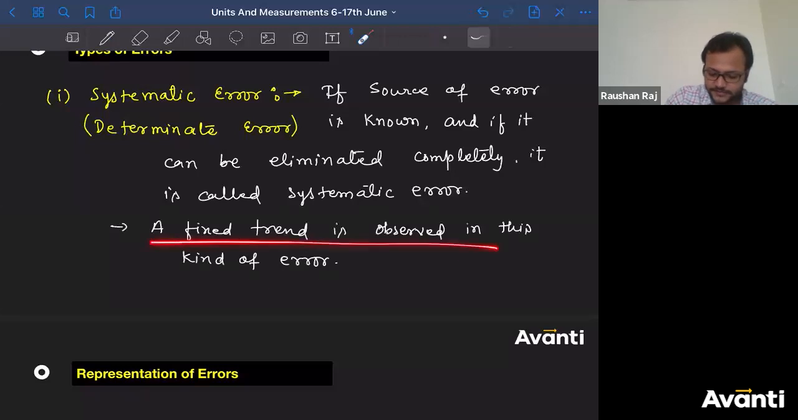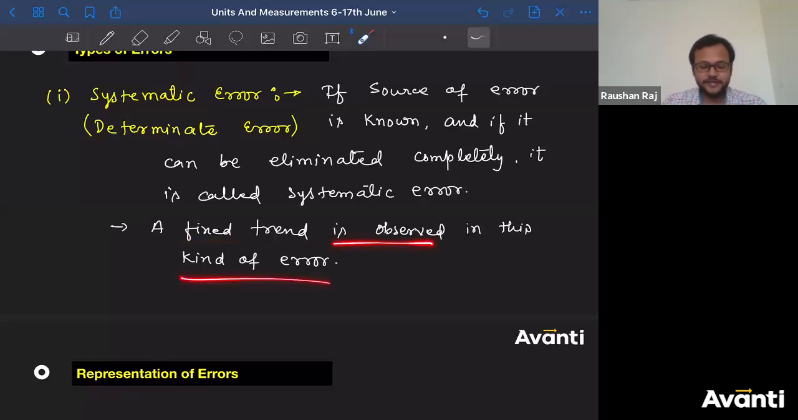What is the meaning of this? That means if you are getting a positive error, then all the time you are going to get a positive error. If you measure and if you get a negative error because of something, then every time you are going to get a negative error, because you know the source, right? So a fixed trend will be observed in this kind of error.